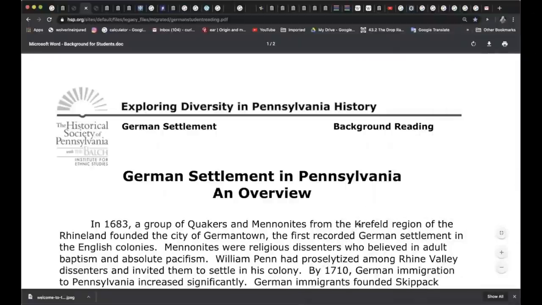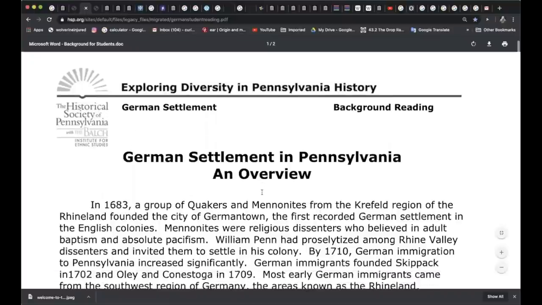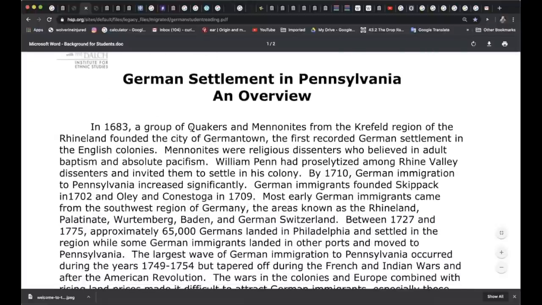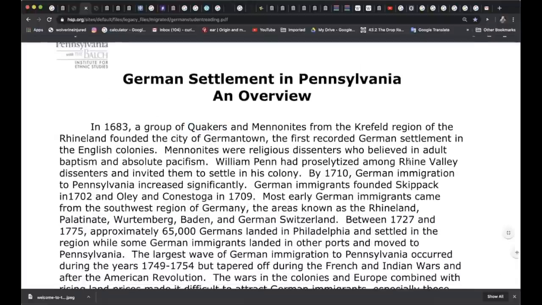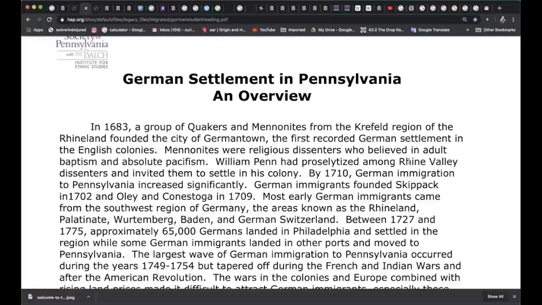So real quick, just to correlate, it says here, exploring diversity in Pennsylvania history, the German settlement in Pennsylvania. This is from the Historical Society of Pennsylvania with the Balch Institute for Ethnic Studies. It says in 1683, a group of Quakers and Mennonites from the Krefeld region of the Rhineland founded the city of Germantown, the first recorded German settlement in the English colonies. Mennonites were religious dissenters who believed in adult baptism and absolute pacifism. William Penn had proselytized among Rhine Valley dissenters and invited them to settle in his colony.